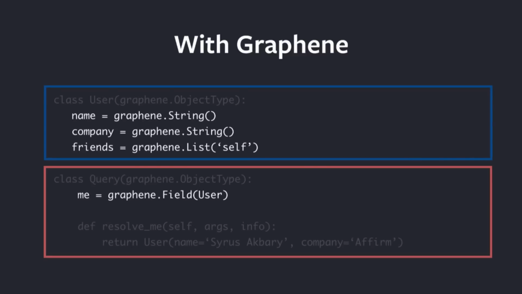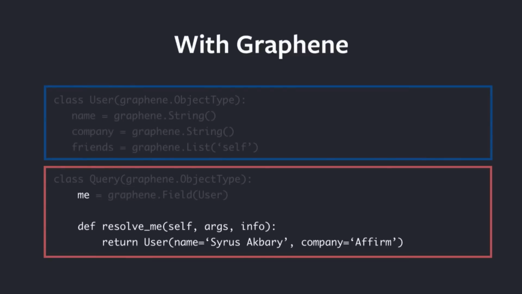Then we define the attributes that act as GraphQL fields, and we define what these attributes are. So for example, name is a string, company is a string, and friends is just a list of self, which in this case is a list of users. And me is just referencing the user. And also we move the resolvers to the class. So actually it's much easier to see where our resolver belongs.